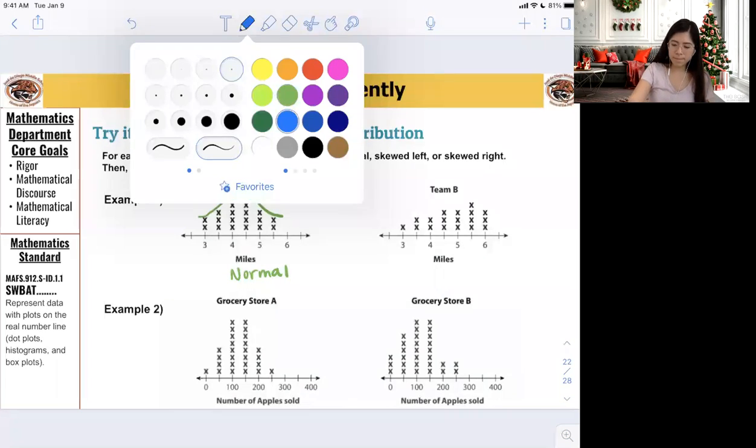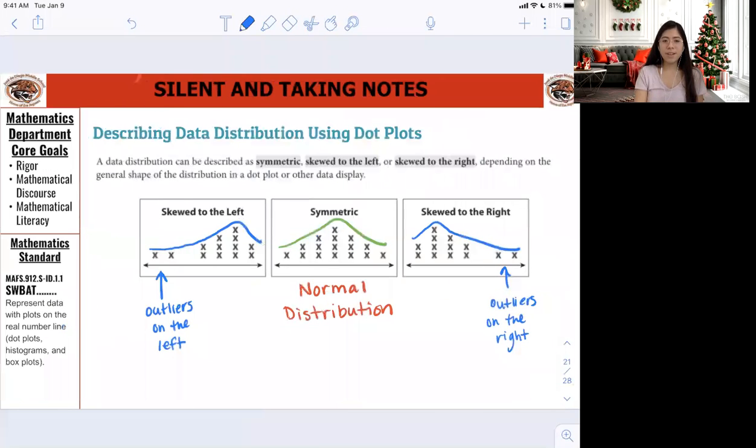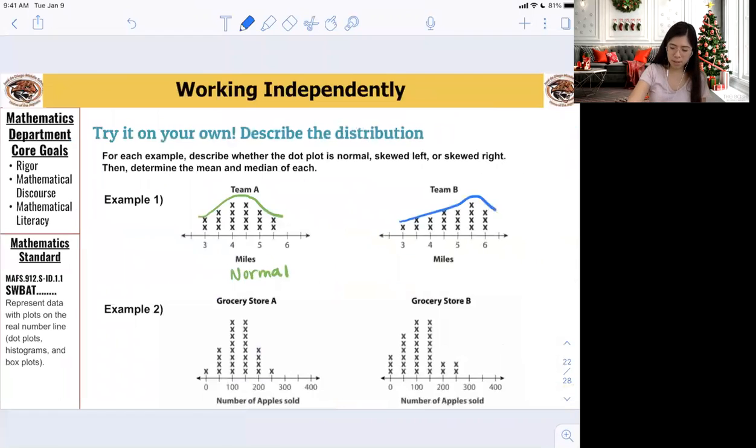What about Team B? It's not. It's more skewed to the right. To the left? To the left. Oh, wait, I don't know my left hand. Yeah, I know. It always messes me up too. So just keep in mind, skewed to the left matches the one I have over here. So this is skewed left.